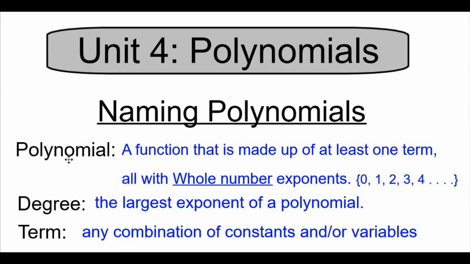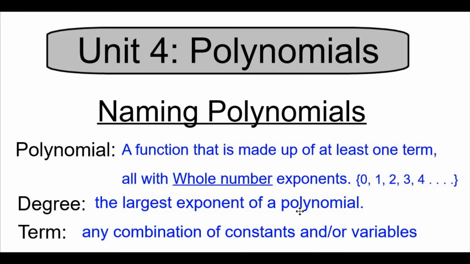So the name polynomial, basically in Latin root here is poly meaning many, nomial meaning numbers. So it means literally many numbers. But in math, it is a function that is made up of at least one term in which all the terms have whole number exponents, meaning their exponents are 0, 1, 2, 3, 4. They cannot be negative. They cannot be a fraction. They cannot be irrational. The degree is what we describe as the largest exponent of the polynomial.